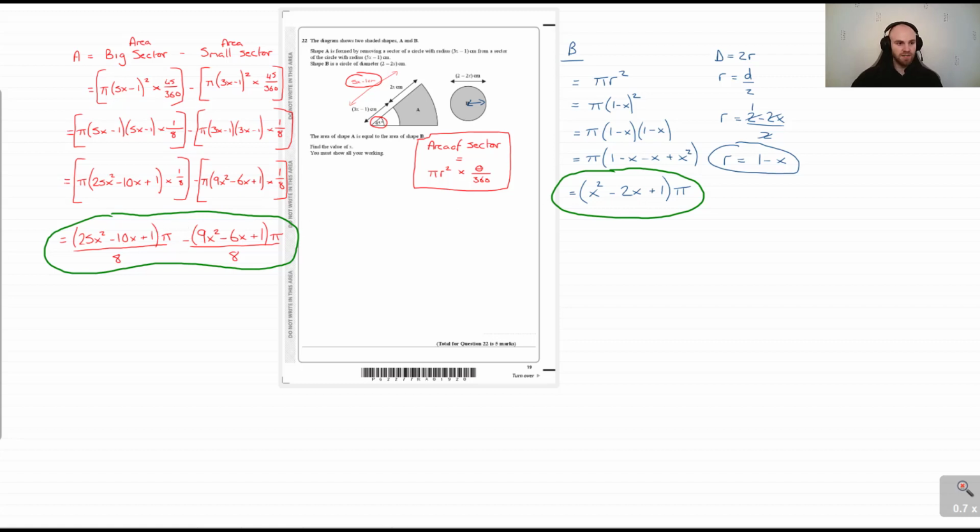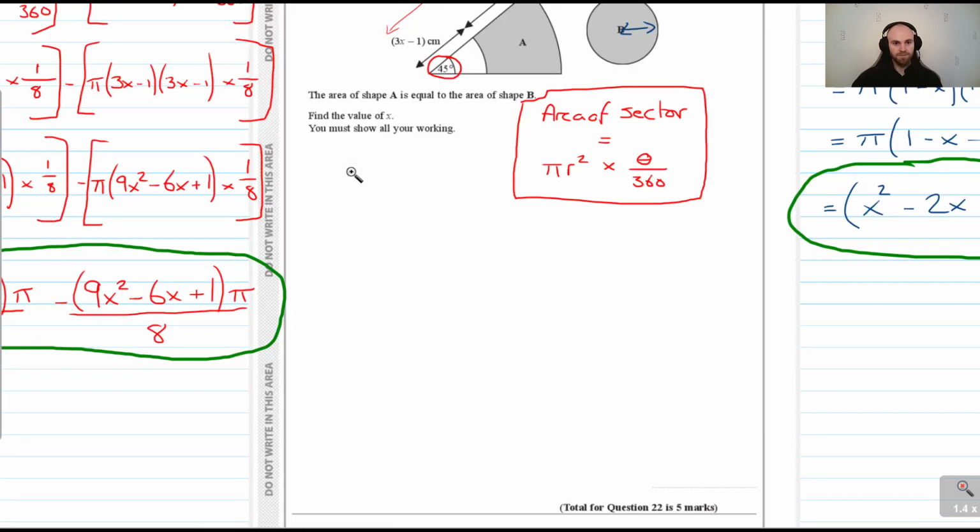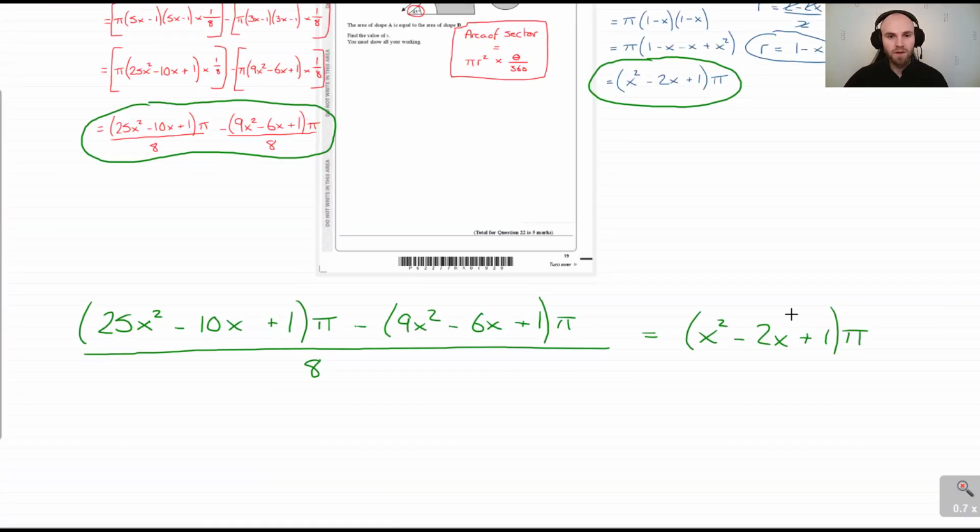It tells us in the question, if I just zoom in, the area of shape A is equal to the area of shape B. That's very important. Okay guys, I'm really sorry if you can't see this upper part here. I've really had to zoom out so I could see everything that I was doing. But what I've done here is with A, both of them have 8 as the denominator. So what we can do is just put all of this over 8. So everything can go over 8 for A, and then on the other side we have B.